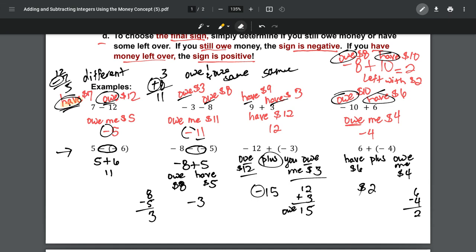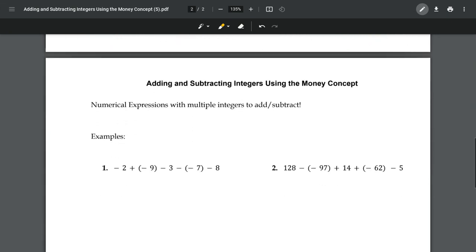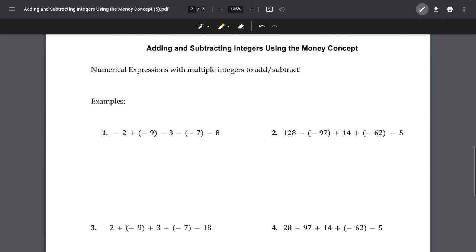I didn't mean to put money on it. It's just positive 2, guys. All right, let's see if we can apply that here with multiple integers.